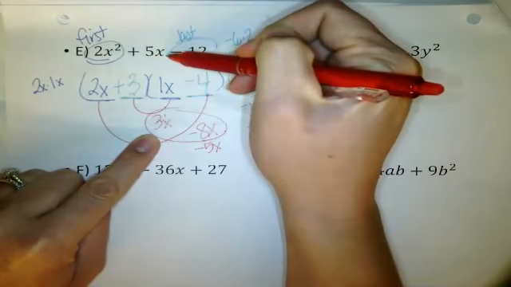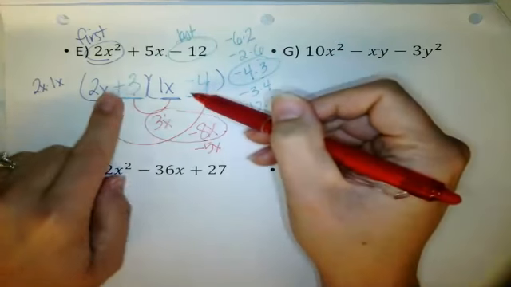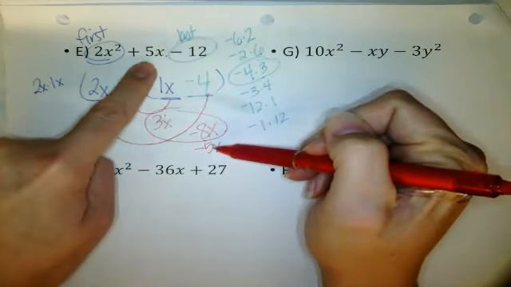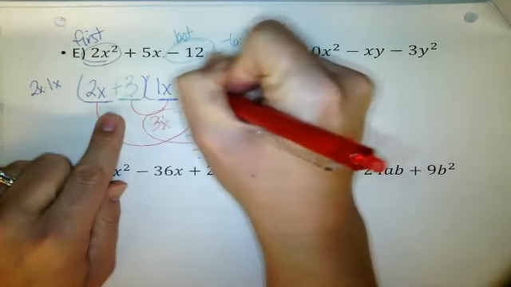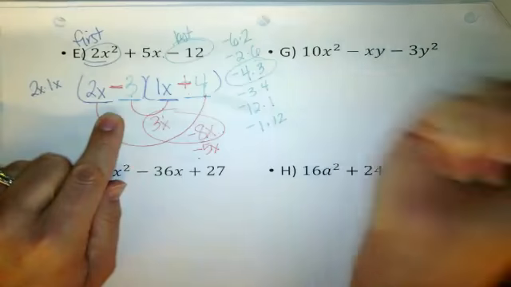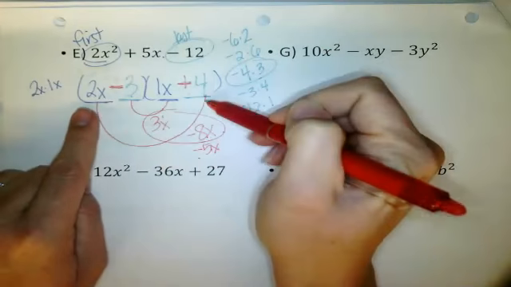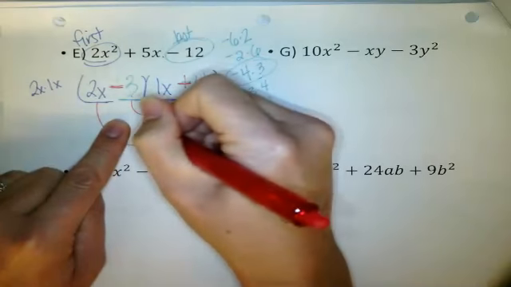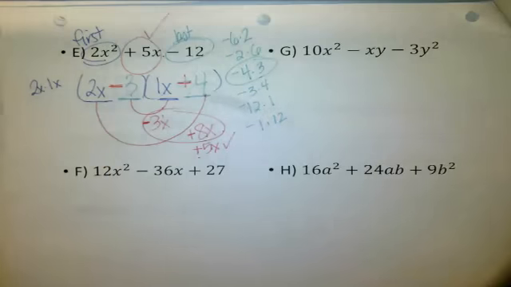Are we there? Is it right? No. What's wrong? Change the signs. We have the number. The 5 matches. Our problems are the signs. So it should be a positive 4 and a negative 3. So now when I multiply 2x times 4, we get positive 8x. Negative 3 times 1 gives me negative 3x. And now when we combine those, we get that positive 5x. So we know that it works.